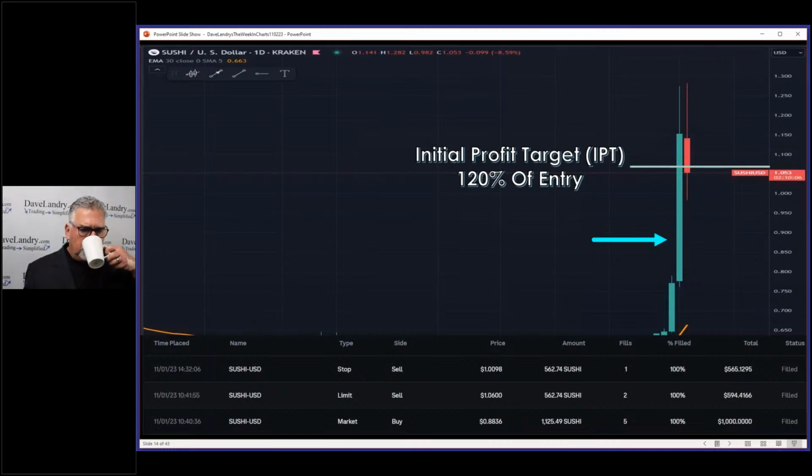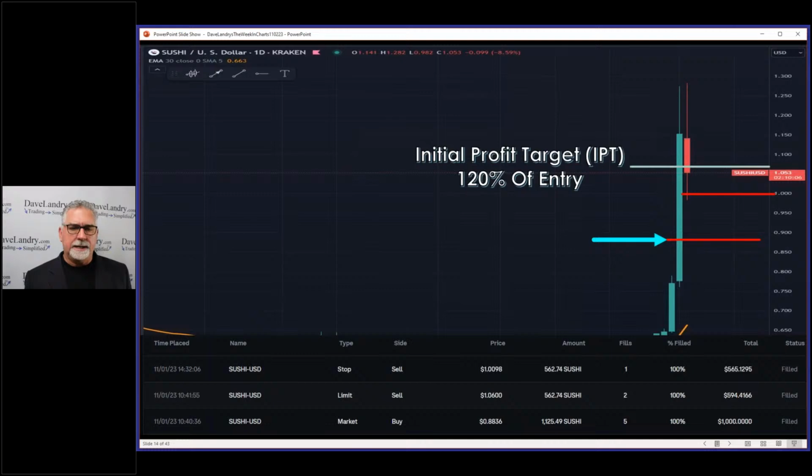So I just take my entry and multiply it times 1.2, and I put it in a limit order at that level. And I see there's a little commissions in here, but you can see that I got in around 88 cents. And if you multiply that by 1.2, that's 106. And once you hit the IPT, you bring that stop up to break even on the remainder. And that way, barring overnight gaps, you have the potential for a home run.